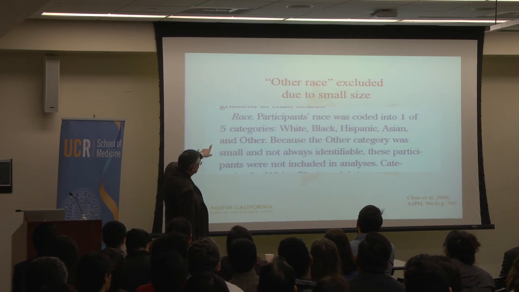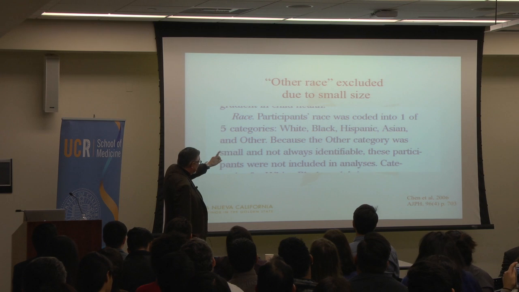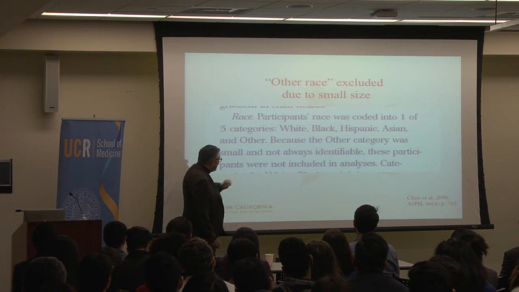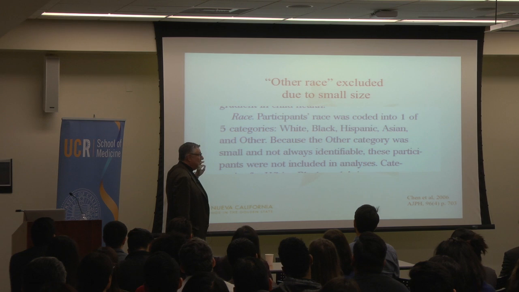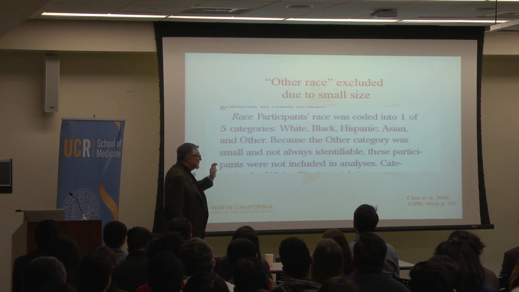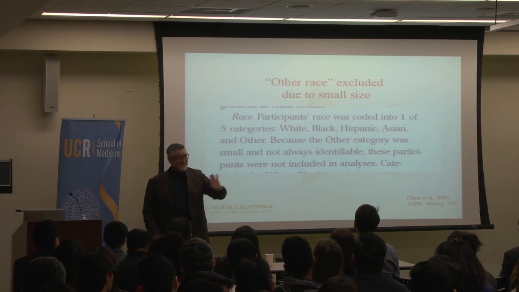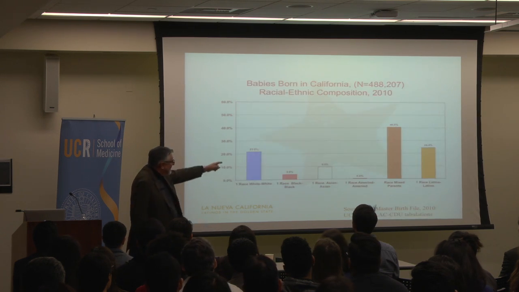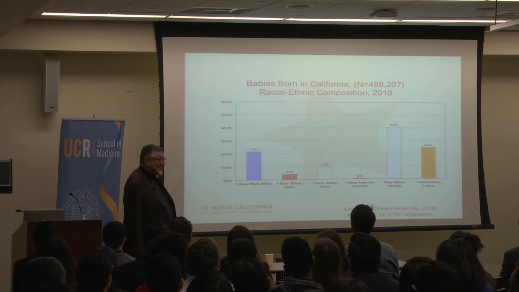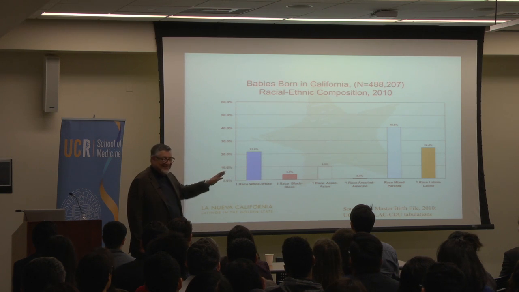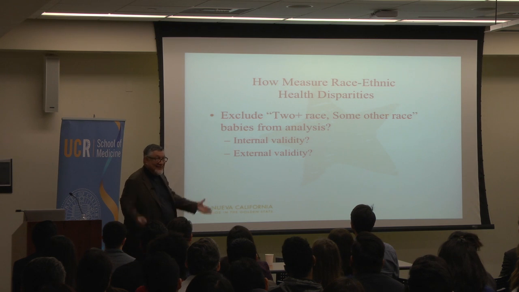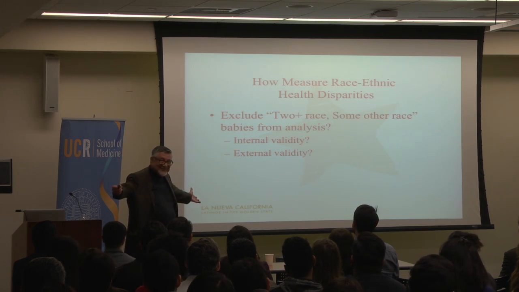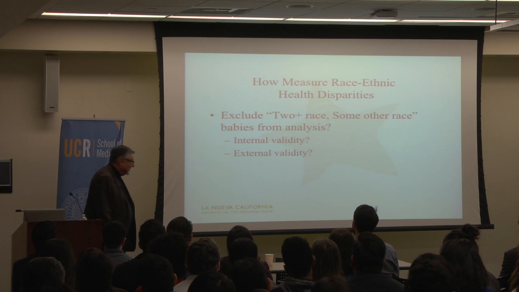Participant race is coded to 1 of 5 categories: white, black, Hispanic, Asian, and other. Because the other category was small and not always identifiable, these participants were not included in the analysis. You exclude them. Well, when it's 1% of a sample, you can probably get away with that. When it's 41%, we're just going to exclude them. What happened to your internal validity of the remaining? You have none. Suddenly we just blew out the internal validity.